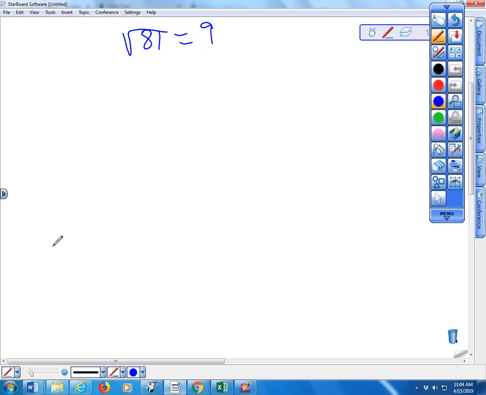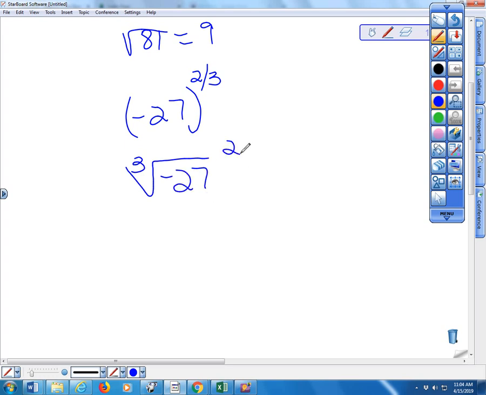Negative 27 to the 2/3. Okay, I would not square negative 27 and then take the cube root of it. I would take the cube root of negative 27 and then square it. Okay? Cube root, because this is how I could write this. Cube root of negative 27 is negative 3. Negative 3 squared is 9.